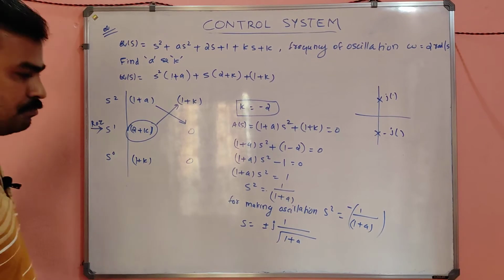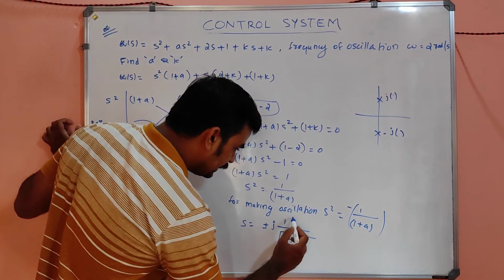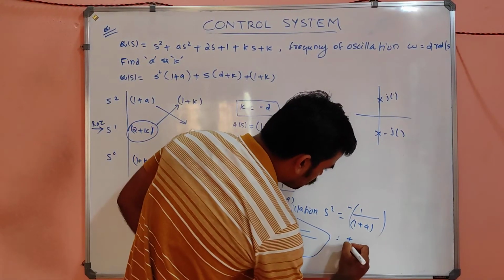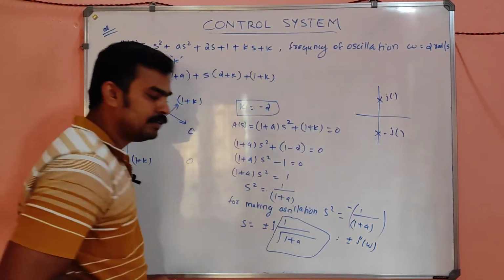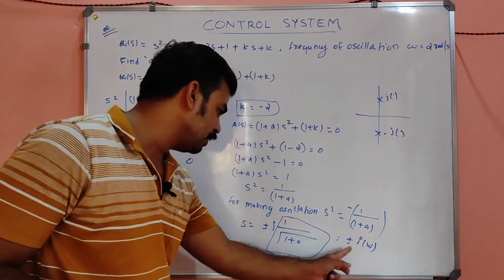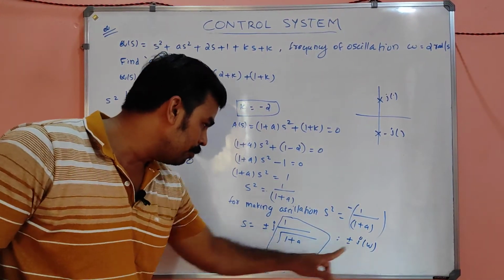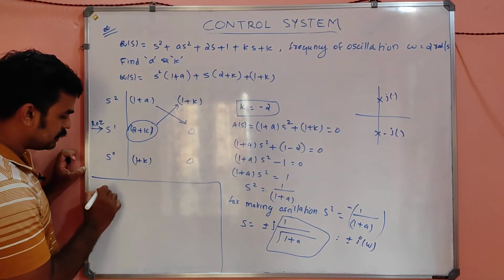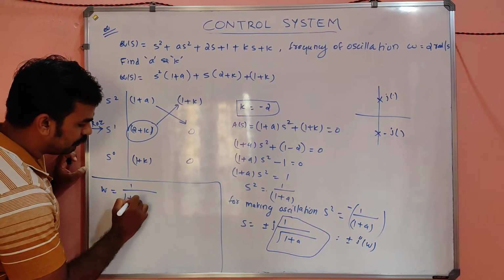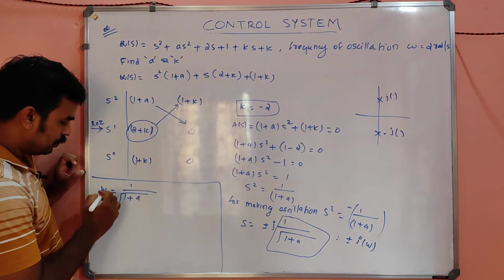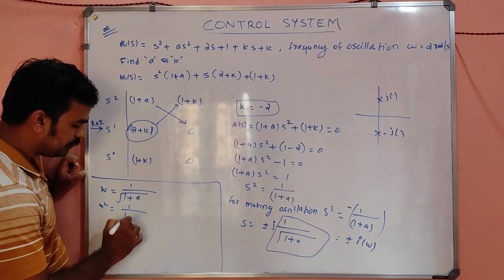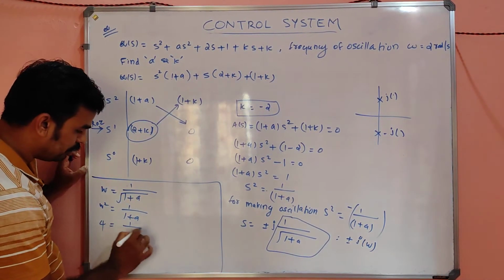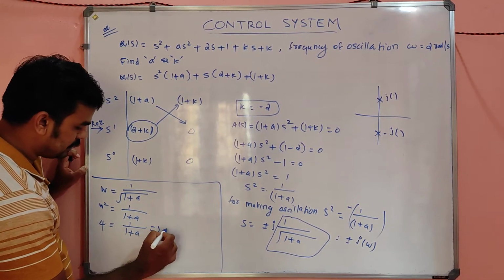Which means, listen, this term is equivalent to what, my dear? Plus or minus j omega. In the previous case we discussed the same thing. This is equivalent to plus or minus j omega, which means omega is equivalent to this much. So it implies omega will be equal to 1 divided by root of 1 plus a, or omega square will be equal to 1 divided by 1 plus a. Omega is given as 2, so 4 will be equal to 1 divided by 1 plus a.